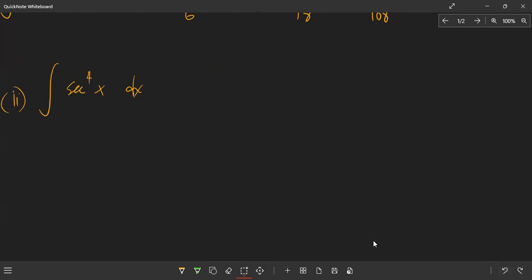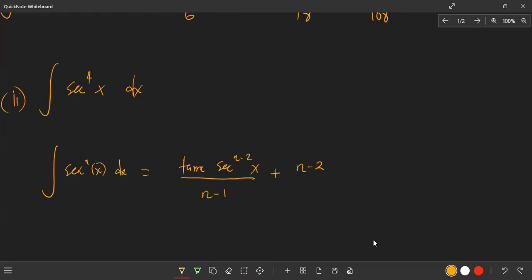Let me give the formula for sec first. The integral of sec to the power n x dx is equal to tan x sec to the power n minus 2 x, divided by n minus 1, plus n minus 2 over n minus 1 times the integral of sec to the power n minus 2 x dx. Like this.